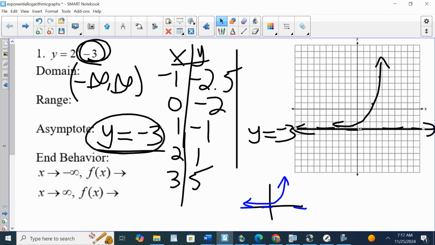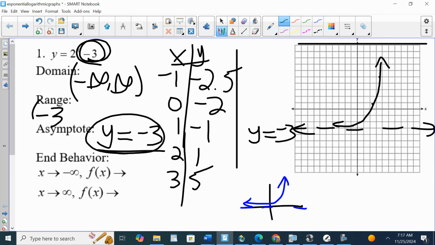There's no value at negative 3, but immediately after negative 3 it starts, so it's negative 3 to infinity. But since there is no graph at negative 3, it's not included, so it gets a parenthesis. The range will always include an infinity, whether it's positive infinity or negative infinity, depending if it's flipped or not. But domain for exponential will always be negative infinity to infinity.